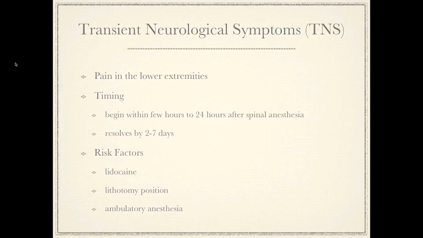So what this TNS describes is pain in the lower extremities, usually the gluteal area, radiating downward. It can range from light all the way to severe. It usually begins a few hours and up to 24 hours after the spinal anesthesia, and it typically resolves in 2 days to a week, typically closer to 2 days. Risk factors are lidocaine anesthesia, like I said, with the increase in ambulatory surgery. Also, ambulatory anesthesia is a risk factor, as is the lithotomy position.